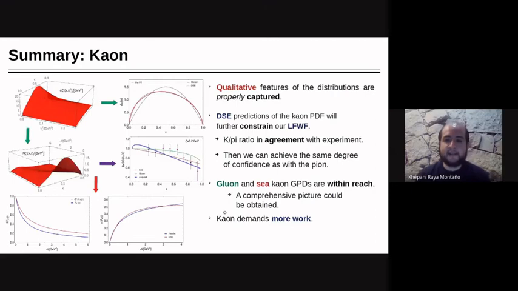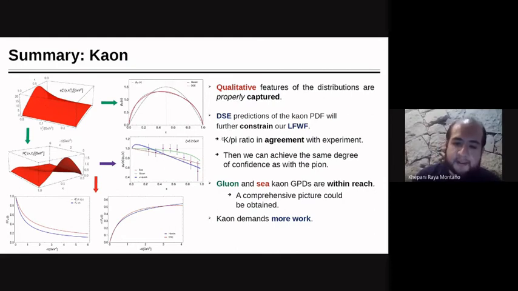For the Kaon, on the other hand, we have been able to capture some qualitative features, such as the dilation of the PDA, the dilation of the PDF as well. I didn't show it here. In the future, well, actually, we now have this available. The Dyson-Schwinger equations prediction will help us to further constrain the Kaon light-front wave function.